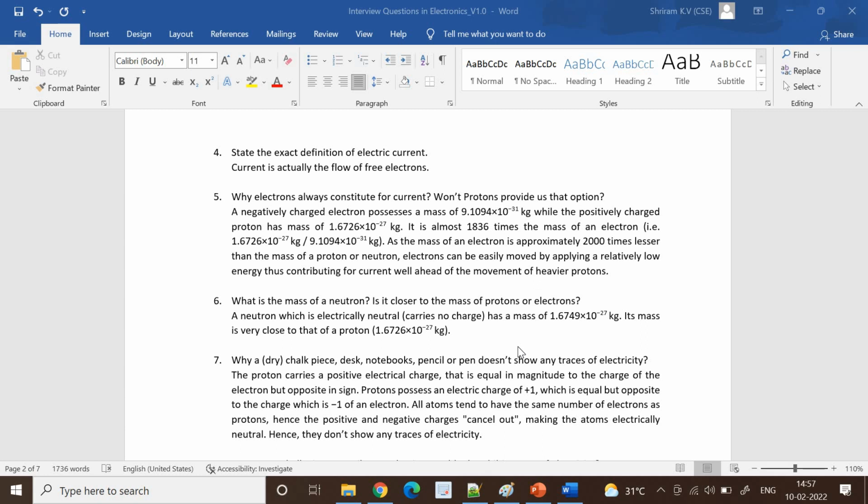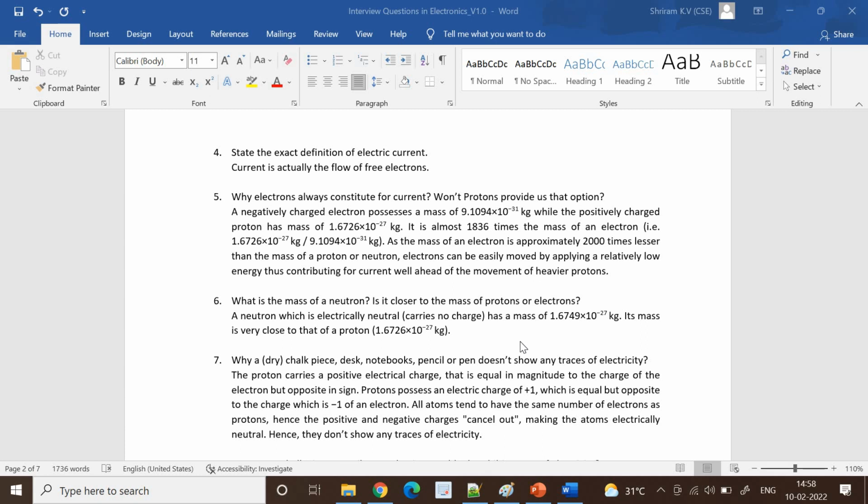As the mass of an electron is approximately close to 2000 times lesser than the mass of the proton or neutron, electrons can easily be moved. The tendency is more there. The electrons can easily be moved by applying a relatively low energy and thus contribute to current well ahead of the movement of heavier protons. This is a very important technical question. I hope you understood it clearly. Please read it through once more if you want more clarity, and you can listen to it once more as well if you want a better understanding of it.